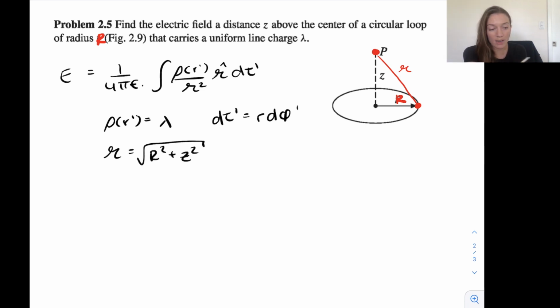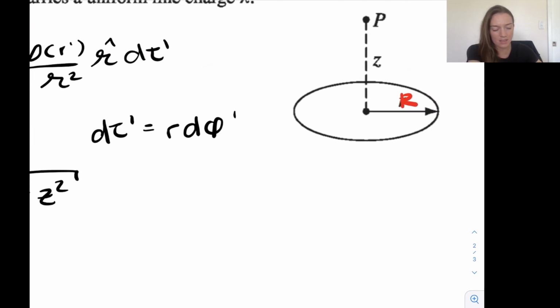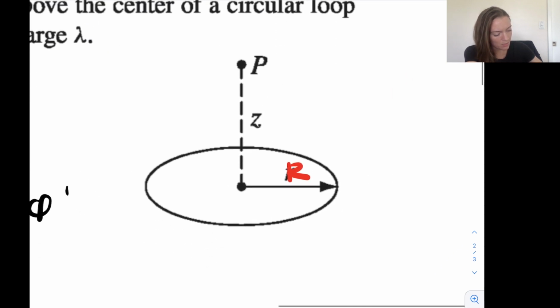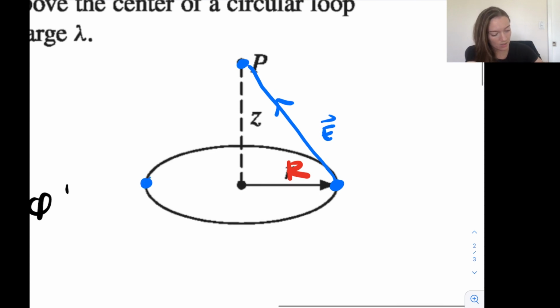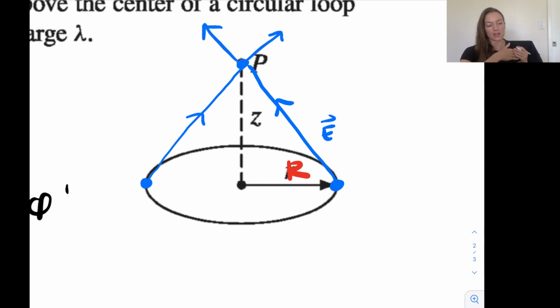And now for my fancy r hat vector, we can see the same thing is going to happen as in our previous example. The electric field from this point right here is going to be going in this direction. Then it's going to have a corresponding point on the other side of the loop that's going in the opposite direction. We're going to end up with the exact same thing where the horizontal components cancel and the vertical components add. That's going to be true for every single point around our loop. If you do a point back here, the horizontal component is going to get canceled by a point over here. So that's the case for every single point.